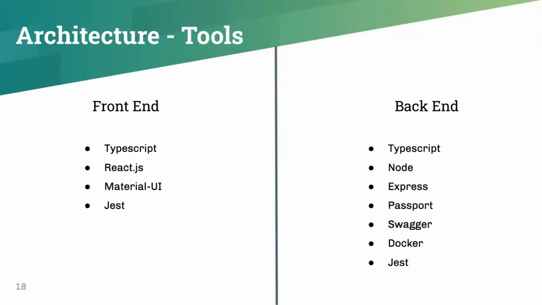And then on the back end, we use Node and Express as our server. And then we used Passport, which allows you to do user authentication. And then we have Swagger set up to help with endpoints. And we used Docker to containerize our application. And we also use Jest for setting up tests.